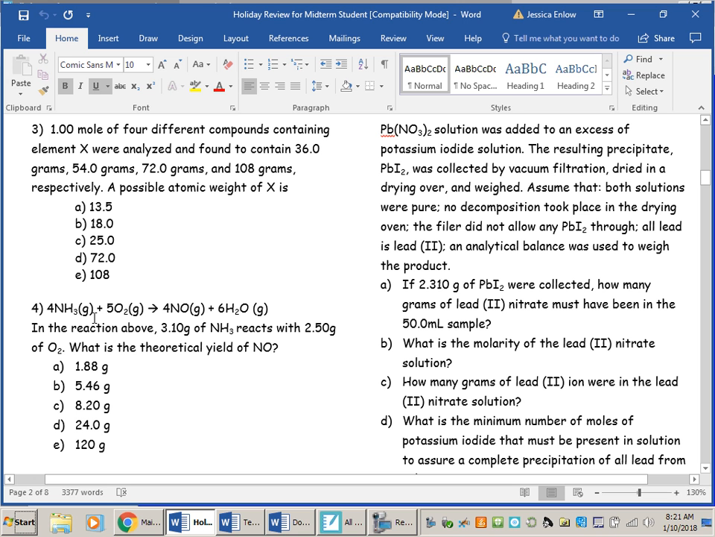3. B, okay, so how do we get that? We looked for something common factor, right? So you look to see which of these, A through E, would go into each of these compound molar masses to get a full integer, to get us to the point where we have a full number of atoms of X.